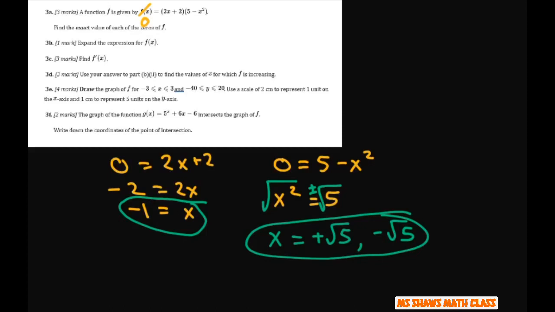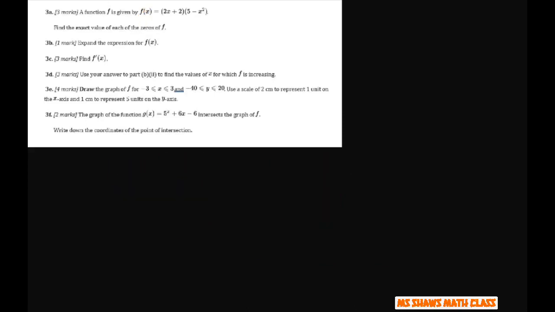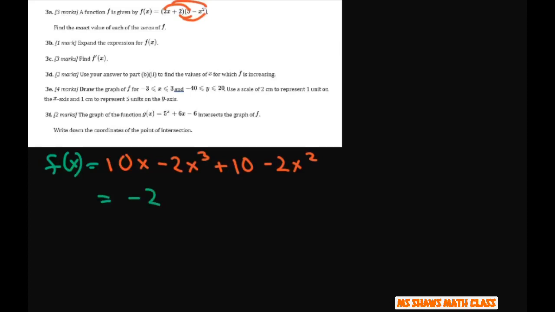Now we're going to expand the expression. So we're just going to FOIL that out. However you do it, you're going to get 10x minus 2x cubed plus 10 minus 2x squared. And if you want, let's go ahead and call this f of x. You can write it in descending powers here.